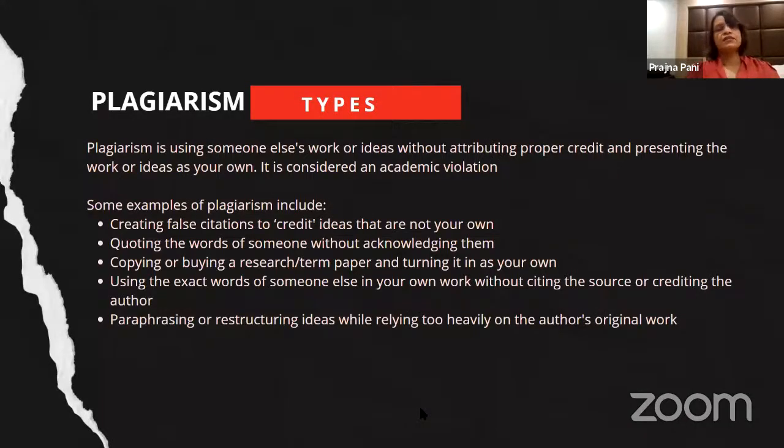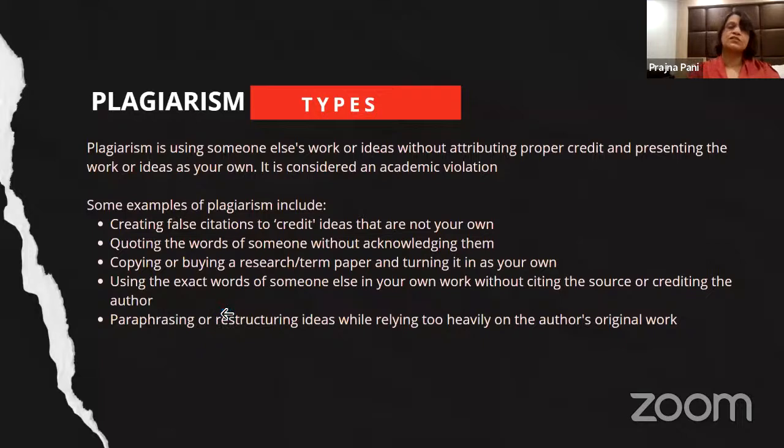So I will be emphasizing the various types of plagiarism in a very precise manner. I will be repeating some of the points. Before I go to the types of plagiarism, let us take up some examples of plagiarism. Some examples are creating false citations to credit ideas that are not your own, quoting the words of someone without giving any credit to them, buying the entire term paper or the research paper and turning it in as your own. Most of the students do this at their MTech, MPhil, and PhD levels.